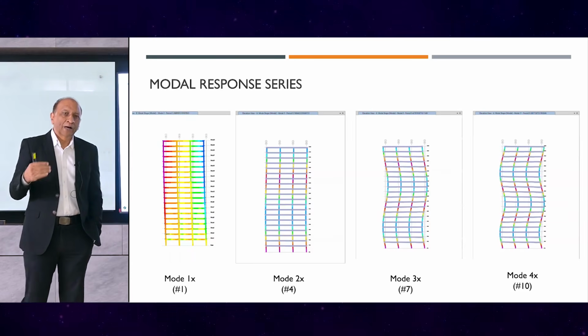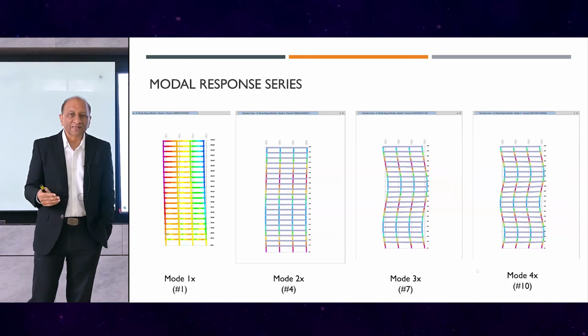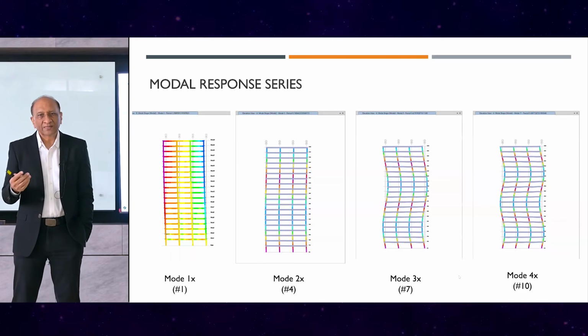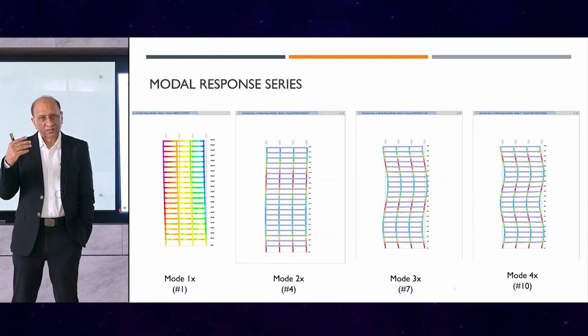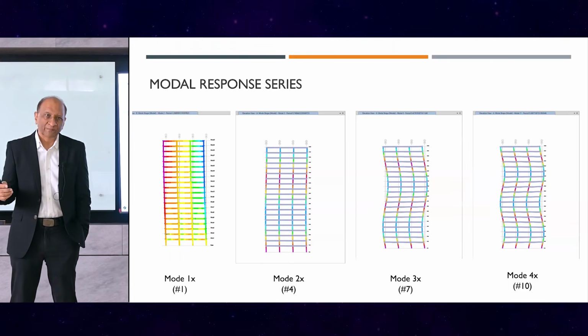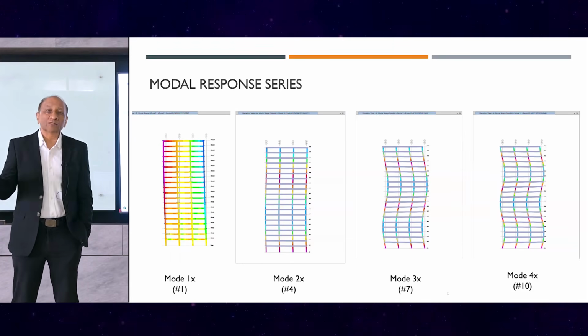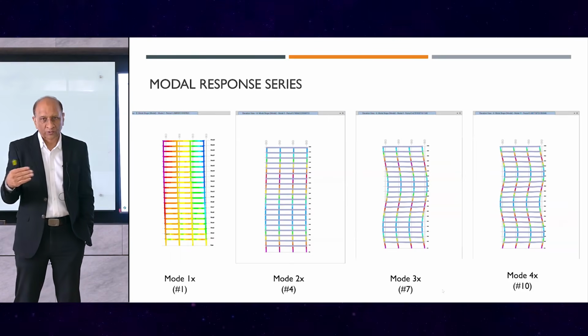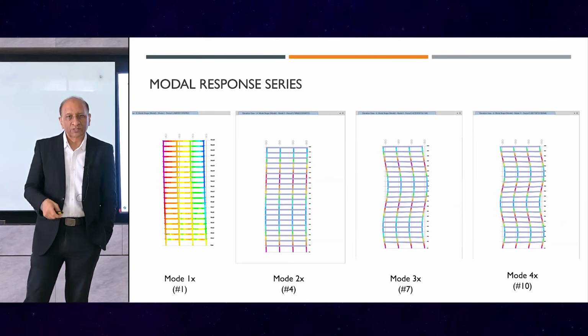So you can see as we go higher, the modes are becoming more complex, the movements are more complex, the period is dropping, and frequency is increasing because they have higher stiffness attached to them. And because of higher stiffness, they also generate higher forces because, as you know, force and displacement are proportional.